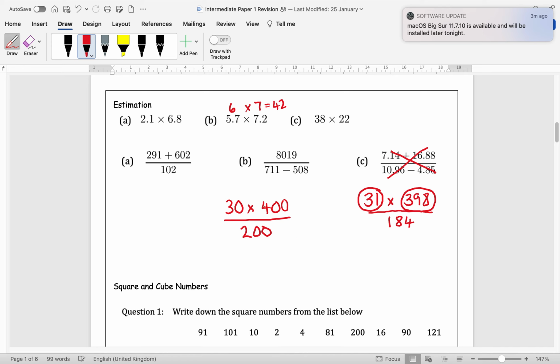So do the top bit first, do the times bit first. 3 times 4 is 12. Okay, and put your zeros on the end. 1, 2, 3 zeros there. Divided by, we've still got to divide by 200.